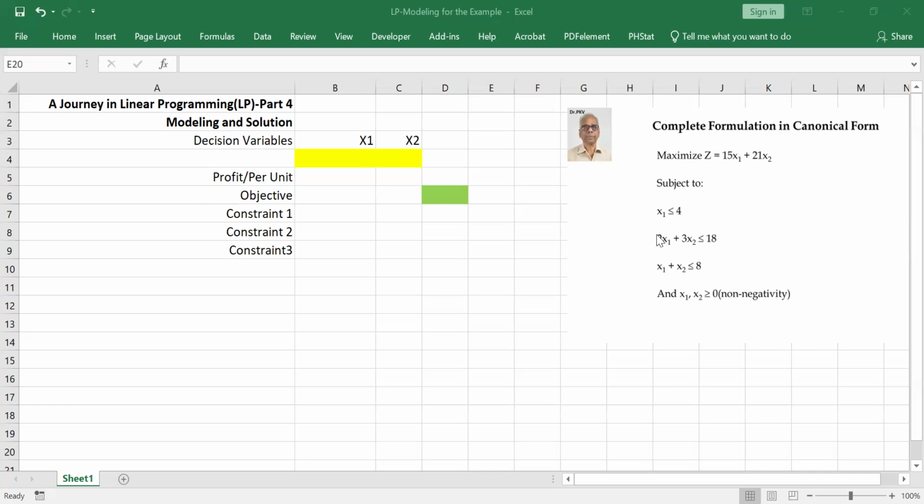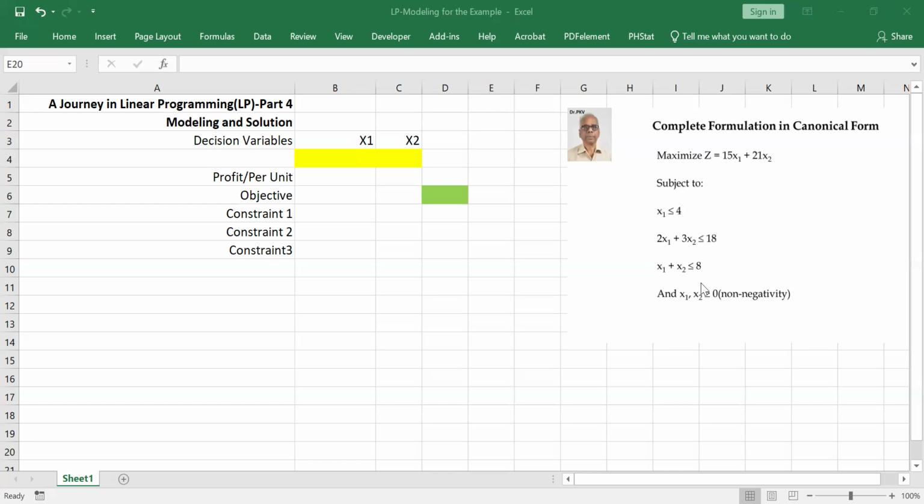The second constraint, 2x1 plus 3x2 less than or equal to 18, is the constraint on the availability of raw material 1. Availability is measured in kilograms. The third constraint is x1 plus x2 less than or equal to 8. This represents the raw material 2 constraint. 8 kg only is available, and we superimpose x1, x2 greater than or equal to 0, the non-negativity constraint in linear programming. So how do you first model it?